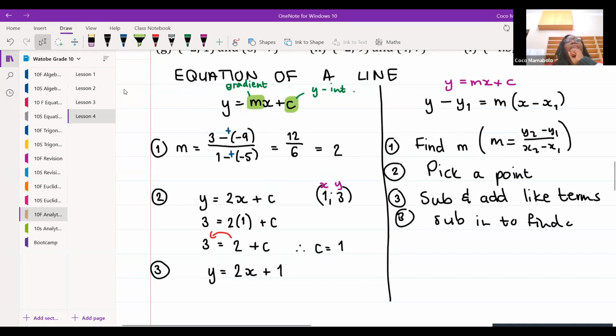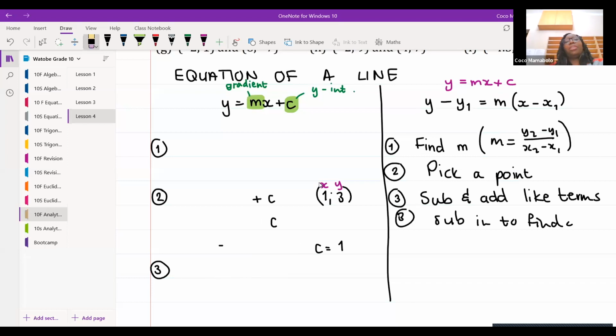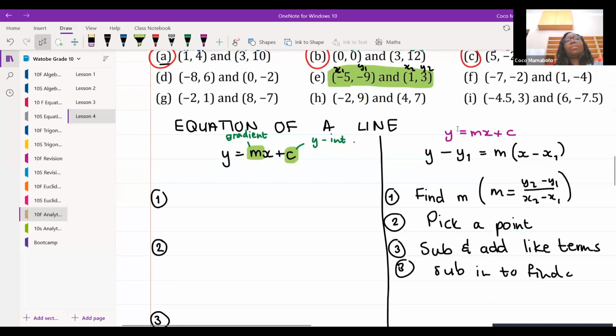Excellent stuff. Mateo, you're saying, ma'am, I don't understand step 2. We're going to do another example with step 2. All right. Let's do another one. Let's go with Sipiwe, because Sipiwe's hand is up. Guys, don't put your hands down. Stay with me. Let's do another example. Try to follow along. Okay, Sipiwe, are you there?